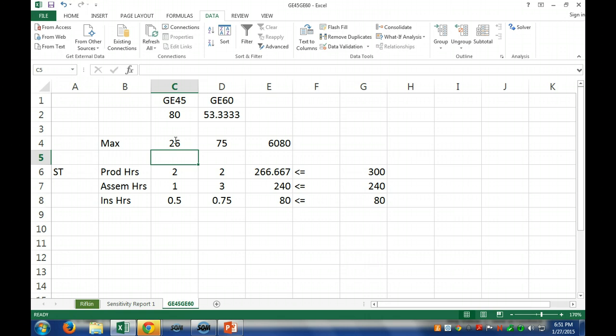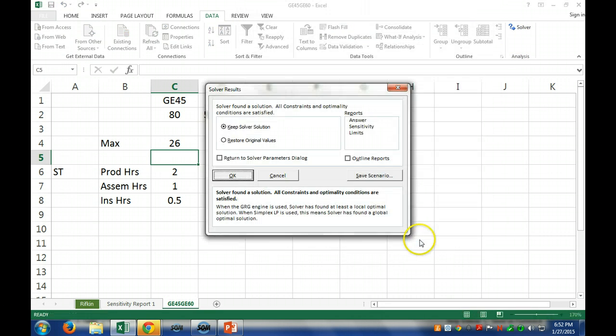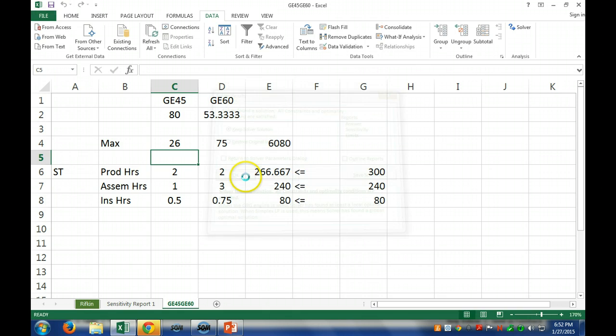Is my mix going to change? If I solve it now, is 26 in that range, 25 to 50? It is. So will my mix change? No, it won't. Let's solve. Resolve. Yeah, it still says 80 and 53 is your best bet. How about if this goes down to 24 and I resolve?